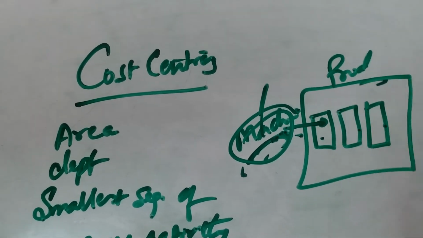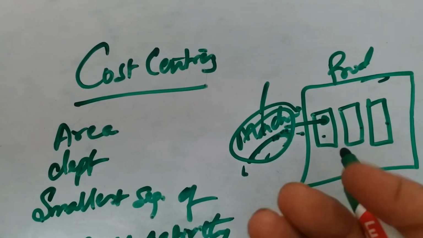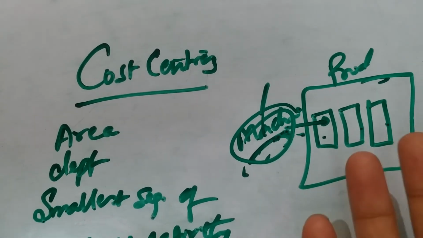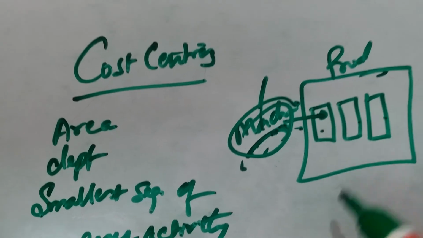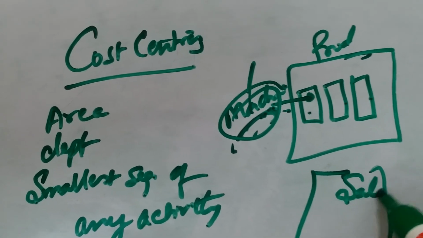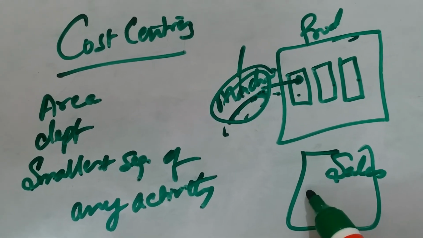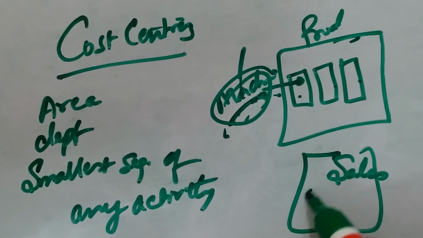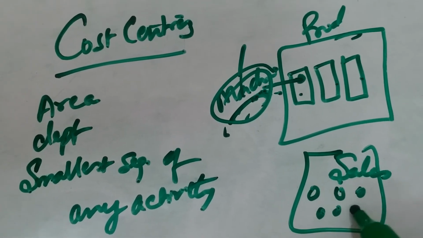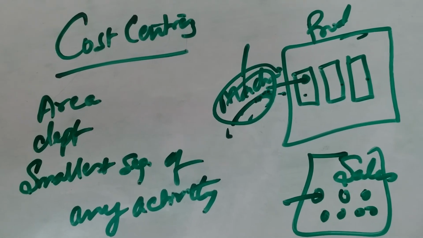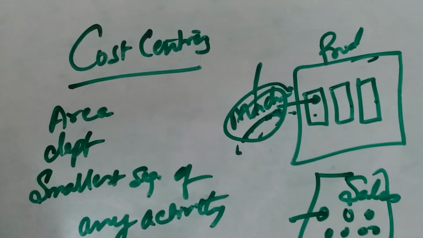It is only a matter of how you want to keep control. Let's say I take the sales department. In the sales department, many sales personnel are working, so each salesperson can be one cost center for me. The organization can divide or subdivide the segments till they are able to calculate the exact cost.